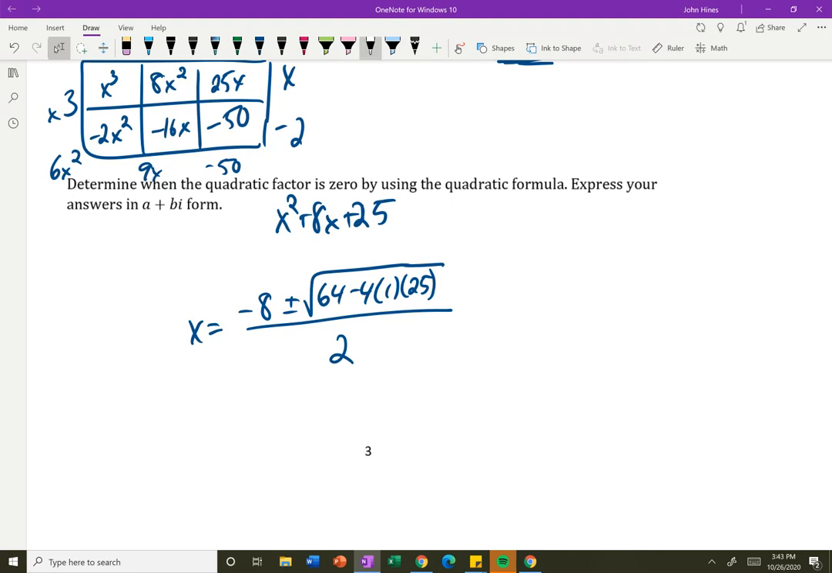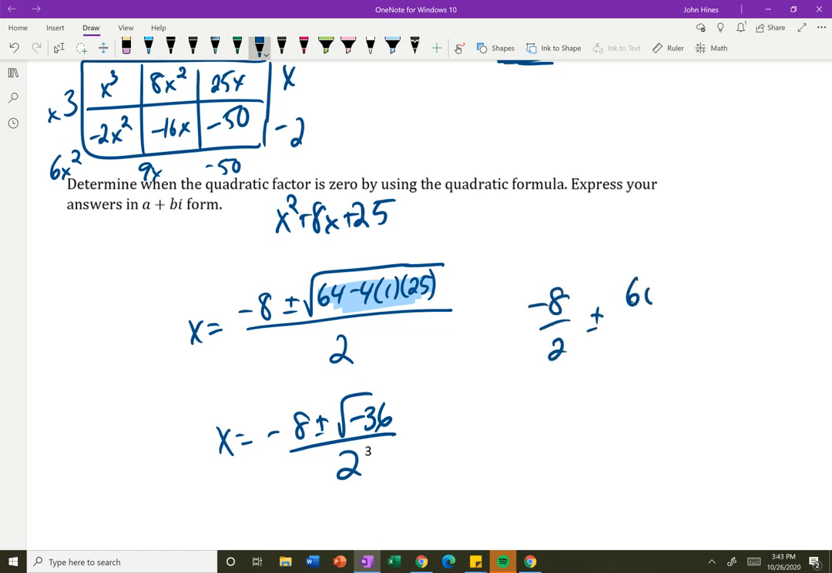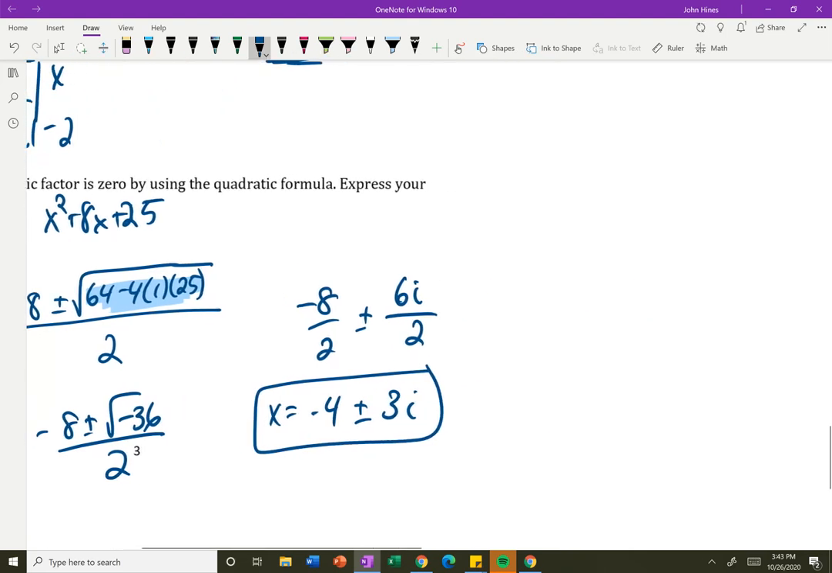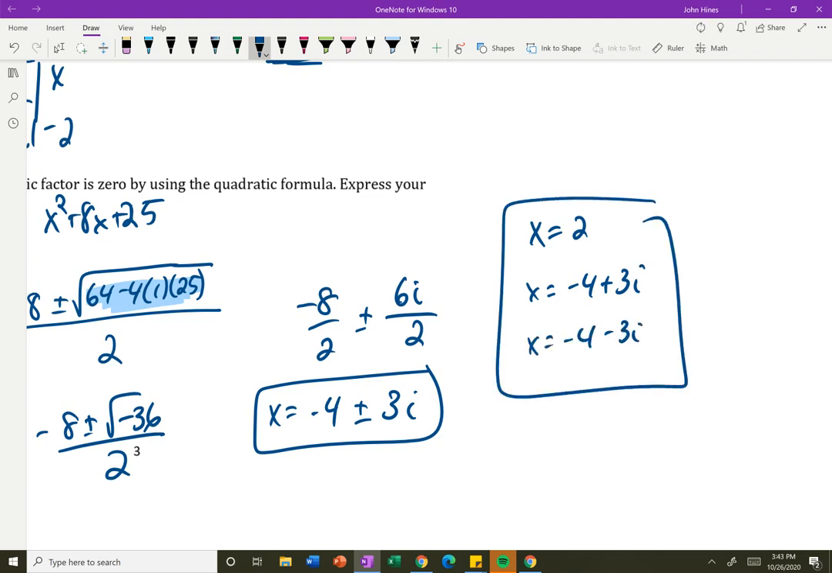All right, so then we type our discriminant into the calculator. 64 minus 100, I believe, is negative 36, which we know really is just 6i. So my solutions come out to be, my complex zeros are negative 4 plus or minus 3i. So I get all my zeros. I have x equals 2, x equals negative 4 plus 3i, and x equals negative 4 minus 3i. Those are all of my solutions.